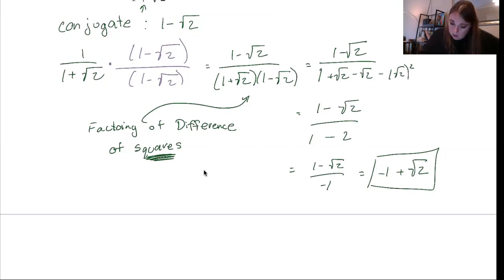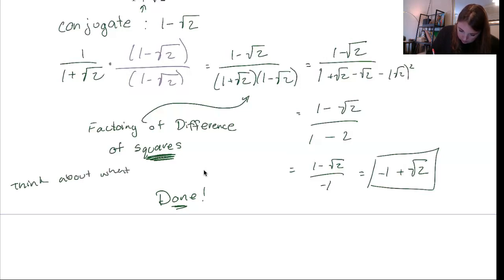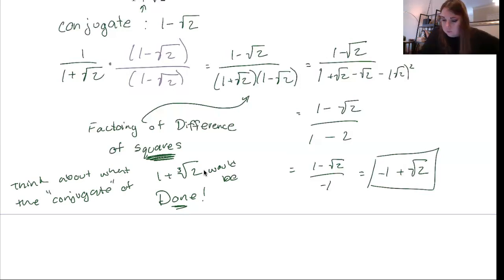Okay. So I think that's all for this one. I'll give you a little aside: think about what the conjugate of 1 plus cube root 2 would be. I'm going to put conjugate in parentheses because it doesn't really exist. It does exist, but not in the sense of what we just talked about. So I don't want you guys to get confused.